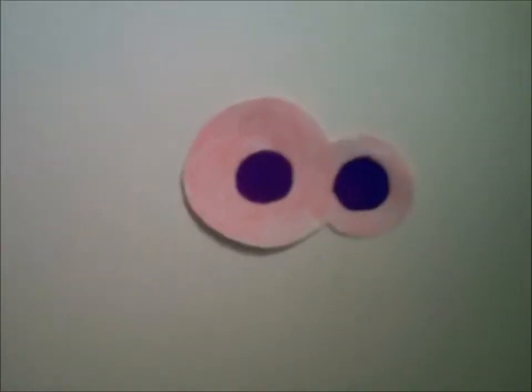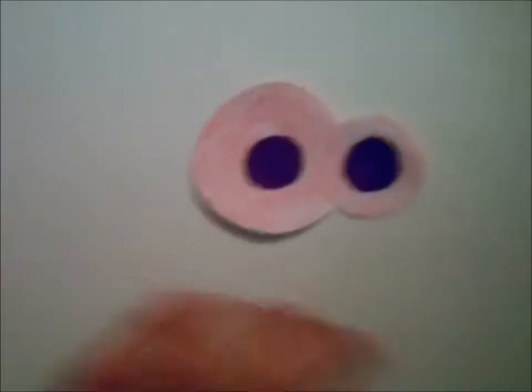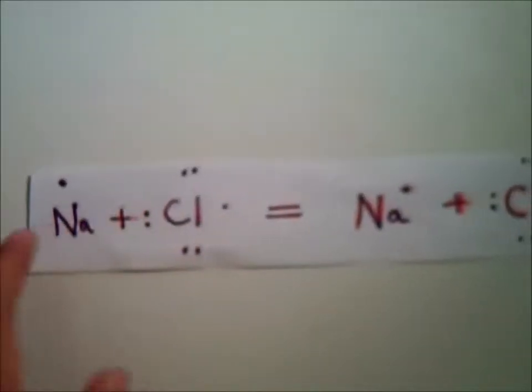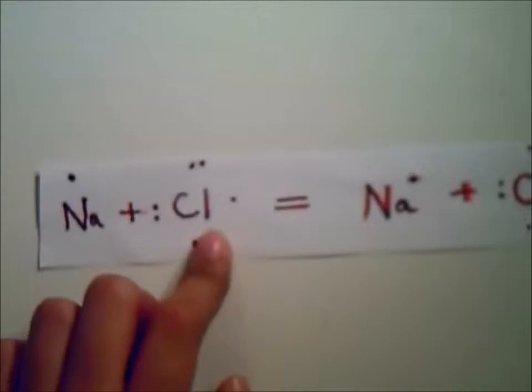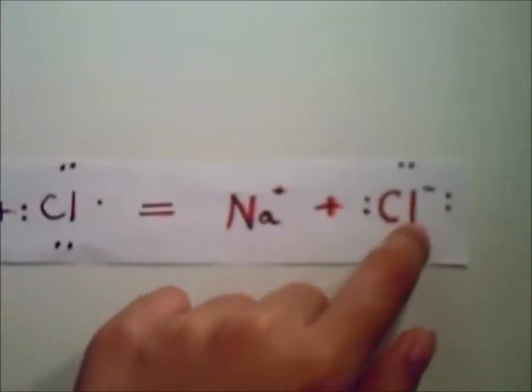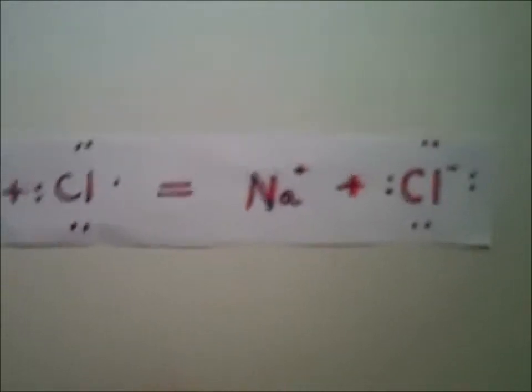In a covalent bond, the elements share the electrons equally. In a polar covalent bond, one element hogs the electrons. In an ionic bond, one element loses its electron to another element. That element becomes positive and the other one becomes negative, and they both have complete valence shells.